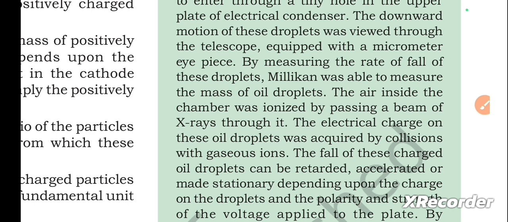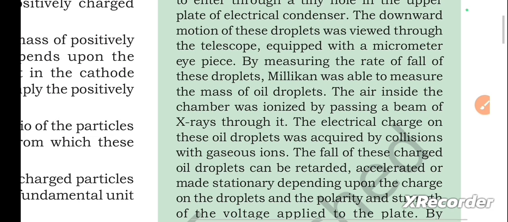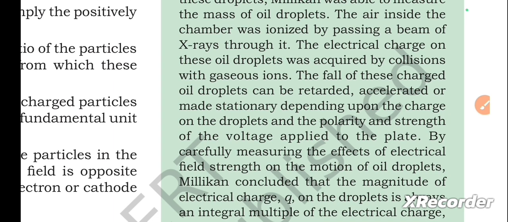The air inside the chamber was ionized by passing a beam of X-rays through it. The electrical charge on these oil droplets was acquired by collisions with gaseous ions. The fall of these charged oil droplets can be retarded, accelerated, or made stationary depending upon the charge on the droplets and the polarity and strength of the voltage applied to the plate.